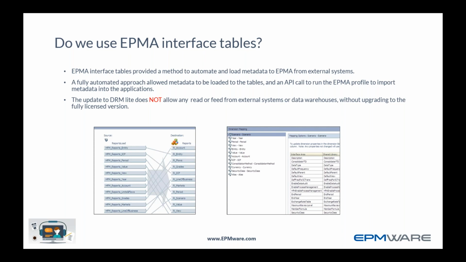The issue that we see here is that this update from DRM Lite doesn't allow any reading or feeding from external systems or data warehouses. So if you do have some type of automation set up with EPMA right now, we don't believe that you're going to get or continue to use this functionality without upgrading to the fully licensed version. Going to the fully licensed version means that you will have to get a certain license that allows per node fees, and you'll be able to use that extra functionality. But that's something that you should think of.